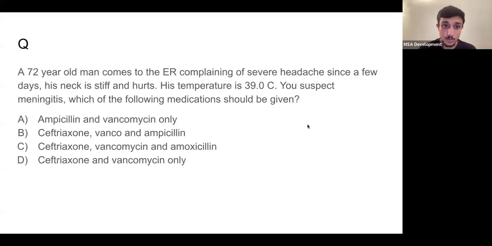So this is the first question. A 72-year-old man with neck stiffness, severe headache for a few days, acute onset, high fever, typical signs of meningitis. Which of the following medications should be given? First of all, let's look at his age. He is part of the bracket above age 50. Anything above age 50 is going to get the same antibiotics. What antibiotics are we going to give him? The answer is C: ceftriaxone, vancomycin, and ampicillin.